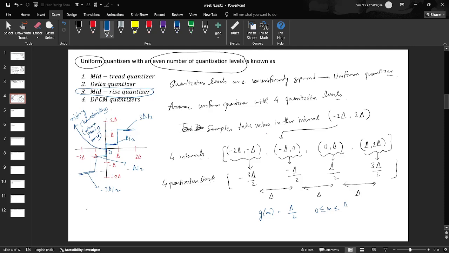By the way, one thing I forgot to mention here. Okay, let me just write it down here. Uniform quantizer with even number of quantization levels is called mid-rise quantizer.